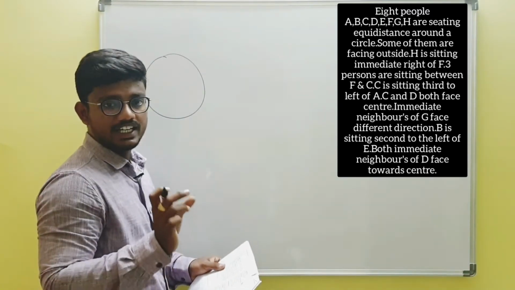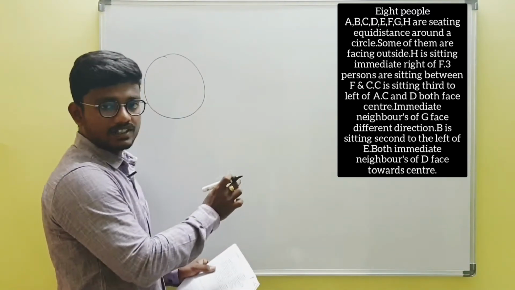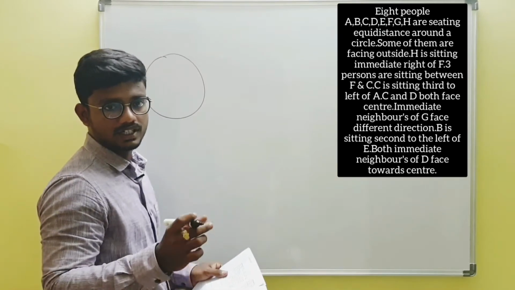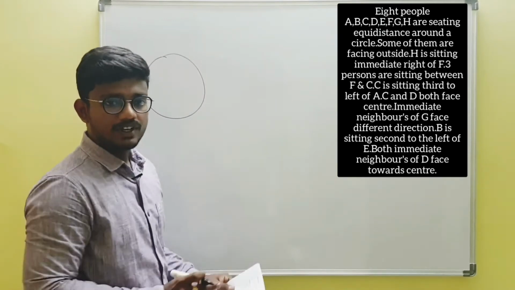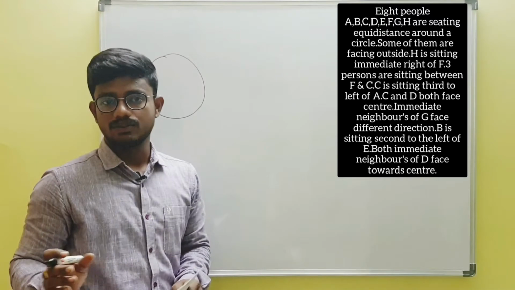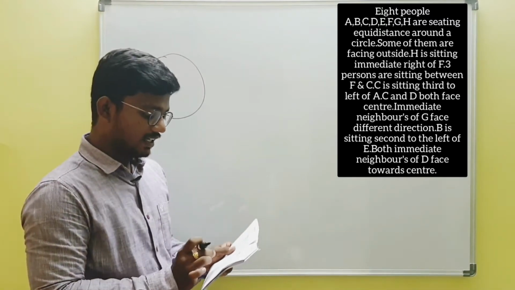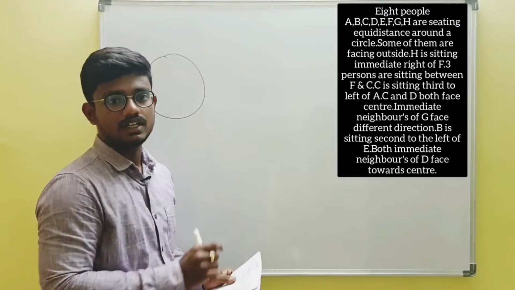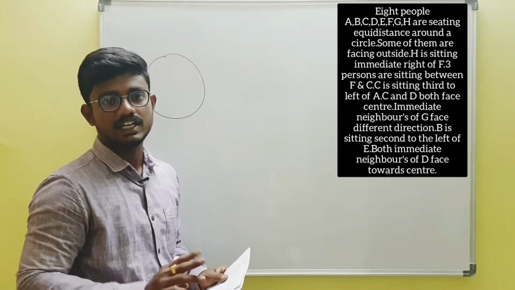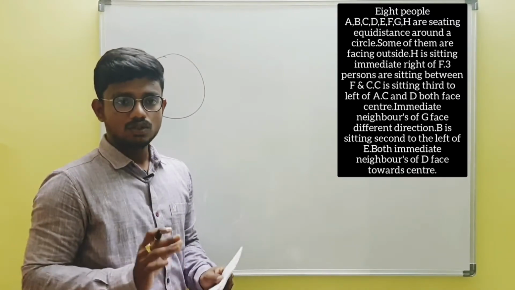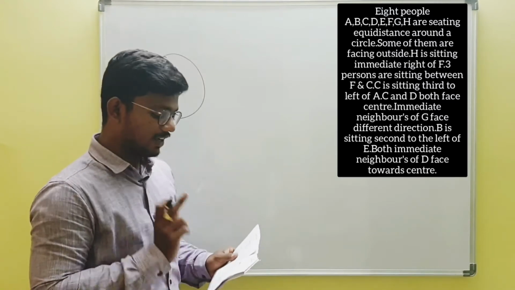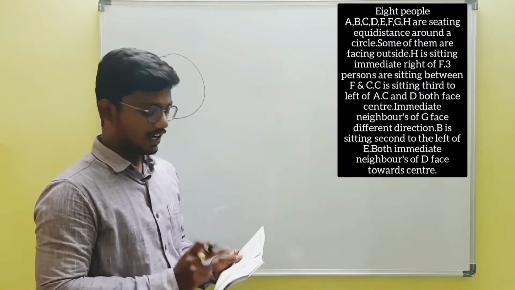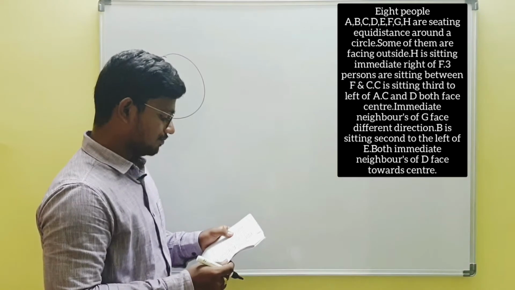He has not given any number, like only 4 people are facing the center and 4 facing outside, or 3 people facing inside and 5 outside. Here it is given that some of them are facing. It means only 1 person can face the center, or only 2 persons can face the center and the remaining can face outside. So the number is not given. We have to be very careful while reading the question and analyze it very carefully.